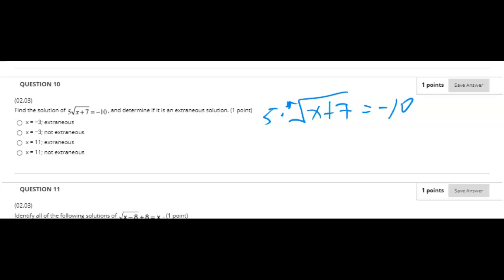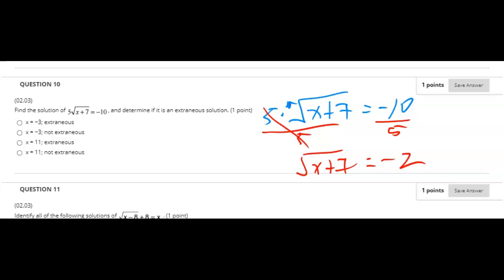Okay, so the first step to solve this equation is to isolate the radical. To do that, we get rid of the times 5. So divide by 5. What you do to one side, you do to the other. This cancels out. So next, we're left with square root of x plus 7 is equal to negative 2.